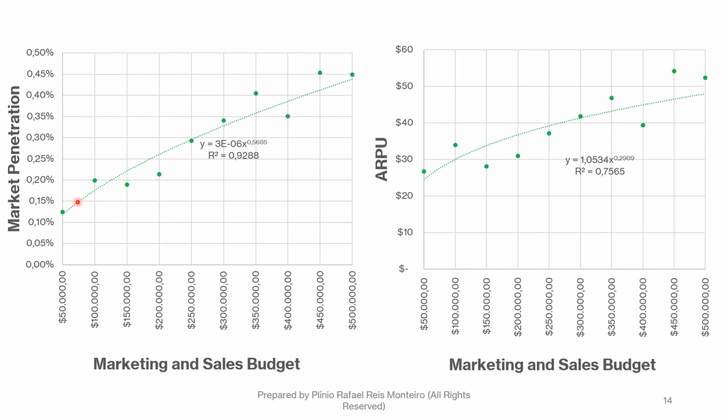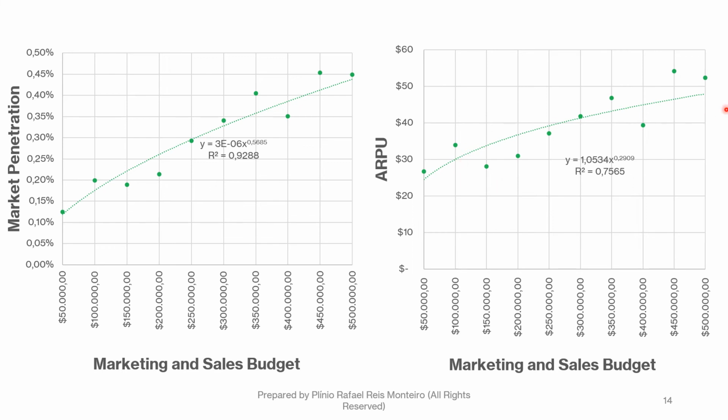You can see that as you increase the marketing and sales budget, the impact on market penetration is reduced. So as much as you invest, the impact will be reduced over time. So this is what we call the diminishing returns effect, which is really well known in management and economics. And also we have the same trend, an even stronger trend, for the average revenue per user.